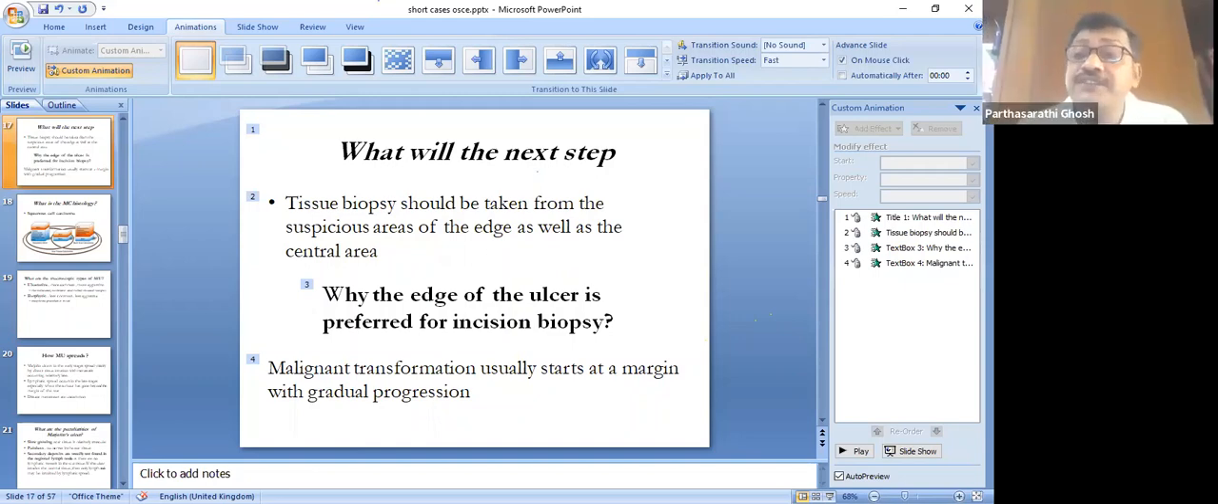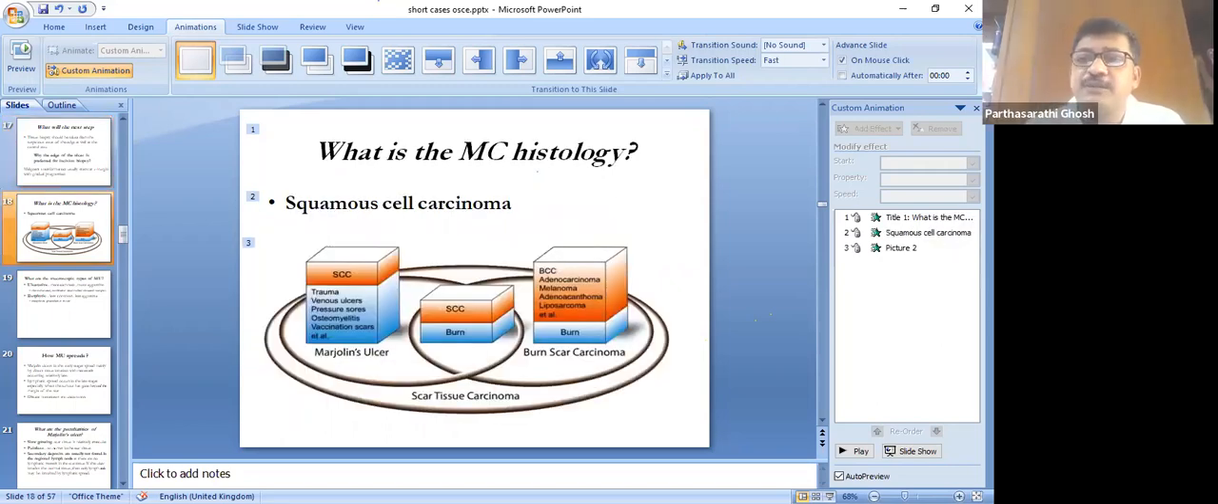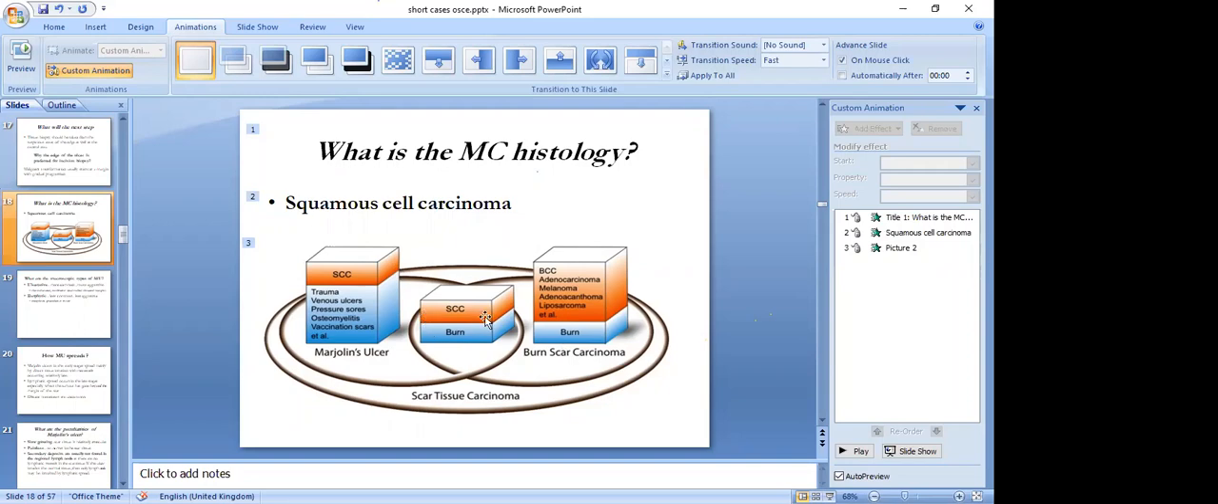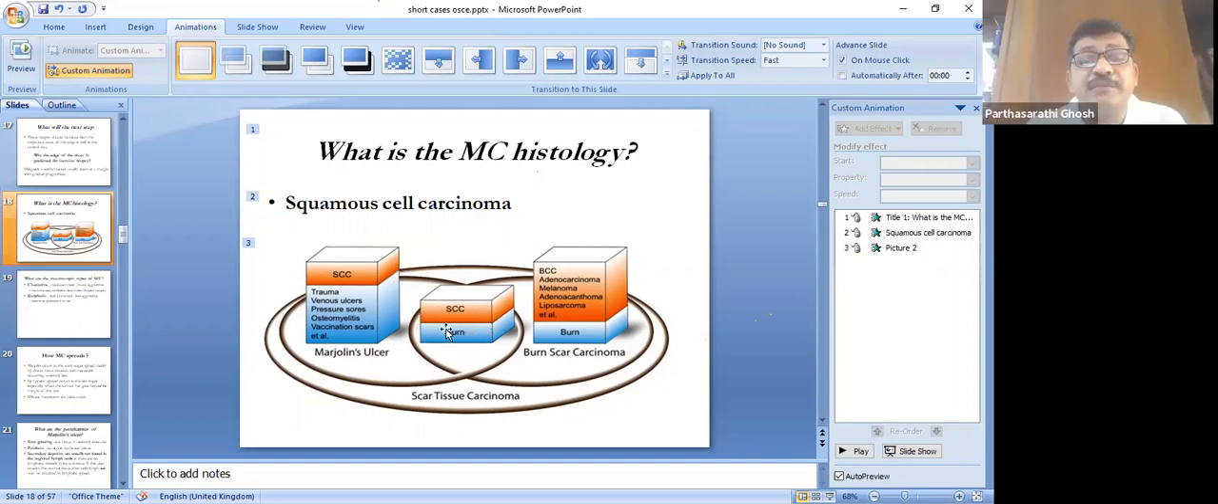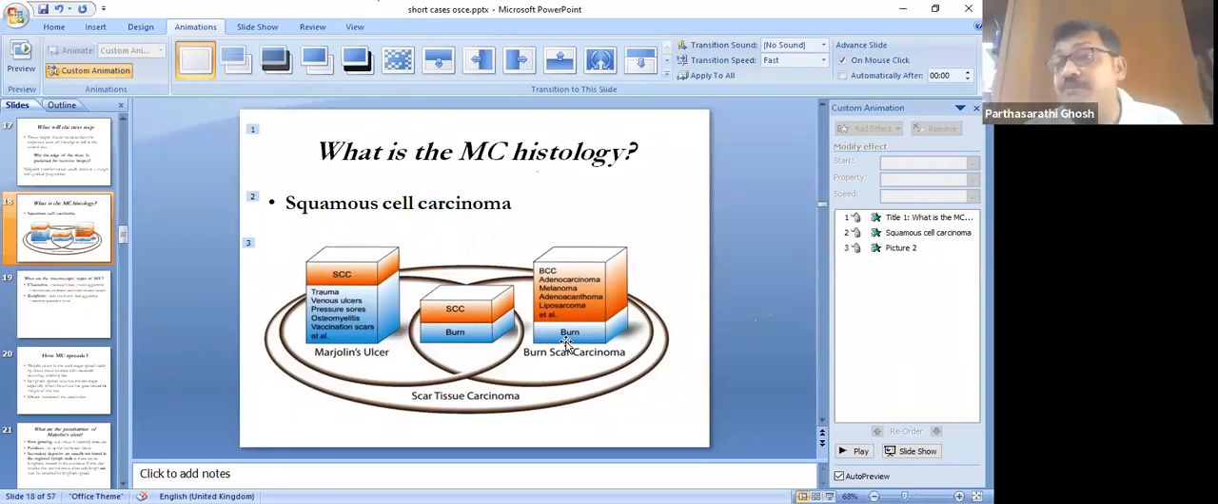Now, what is the most common histology you are expecting? Squamous cell carcinoma, sir. Hyperkeratosis, parakeratosis, and keratin pearls. Right. So squamous cell carcinoma is the most likely diagnosis. In this case, it has developed in a burn wound. But this SCC, the marjolin's ulcer, can develop in other wounds even. You know that, I'm not going into detail. But a burn scar can give rise to other types of carcinomas. Also keep in mind, there are burn scar carcinomas which may not be a marjolin's ulcer. A scar tissue carcinoma may be many things, but in a scar tissue, when an SCC develops, we call it a marjolin's ulcer.